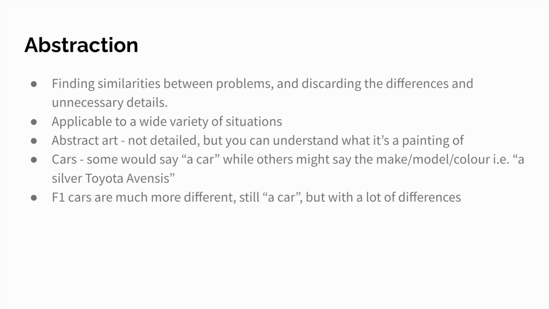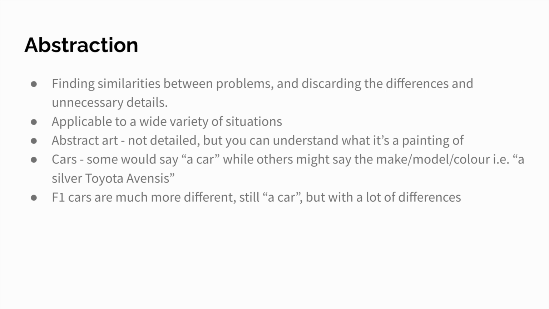Next up, we have abstraction. This one's also very important. This is finding similarities between problems and discarding the differences and unnecessary details. You're abstracting, you're simplifying. You will have heard the term abstraction used in abstract art, for example. It's not detailed, it's quite simplified, but you still know what it's a painting of. If you have an abstract art of a mountain, you still know that it's a mountain. You can still recognize that it's a mountain, and that's what abstraction in computer science effectively is. You're discarding these unnecessary details in order to get down to the root of the problem, the core problem.